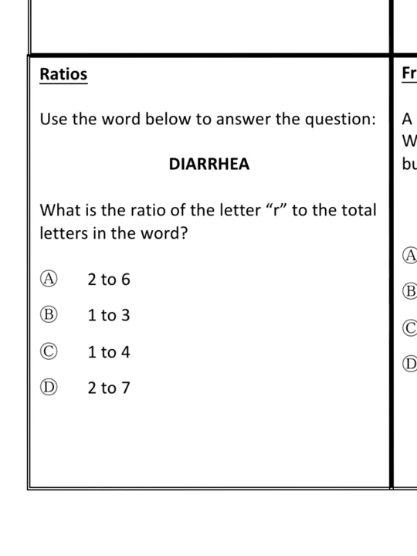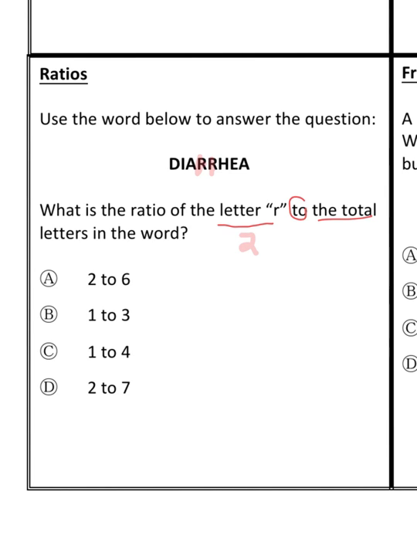In the word diarrhea, what is the ratio of the letter R to the total letters in the word? So remember, the good strategy is always underline your ratio words. So you have to find the ratio of the letter R to the total letters. So first thing I'm going to do is count my R's, which I see 1, 2. So I have 2 R's.